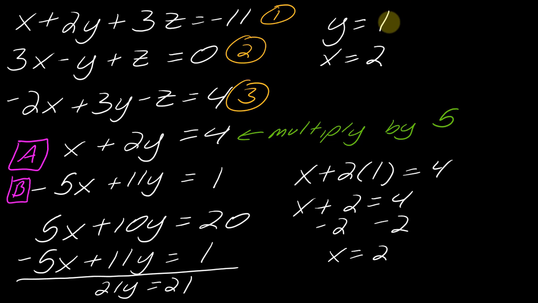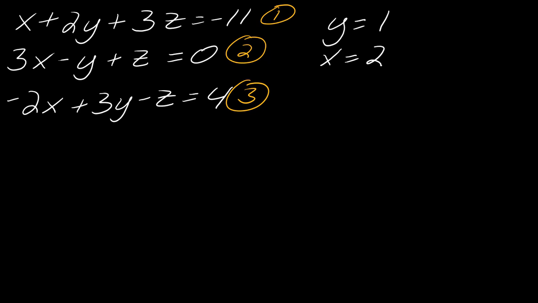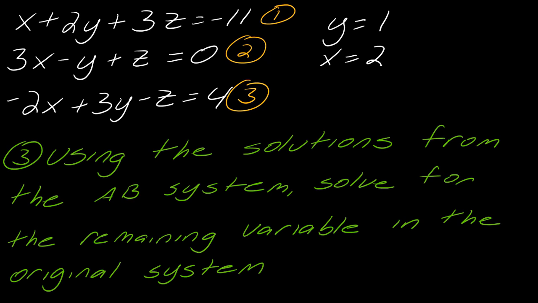So now I have y and I have x, and I still have to find z. So now that I have these and I look back at my original system, you can probably see what we need to do. We need to take these two solutions and plug them into any one of these equations. So now we go back to the original system. Basically, these have done their job. We don't need them anymore, so I'm going to clear a bunch of space. And so let me note what we're doing now. So now using the solutions from that A-B system, we solve for the remaining variable in the original system. So let me clear some space and we're going to do that.